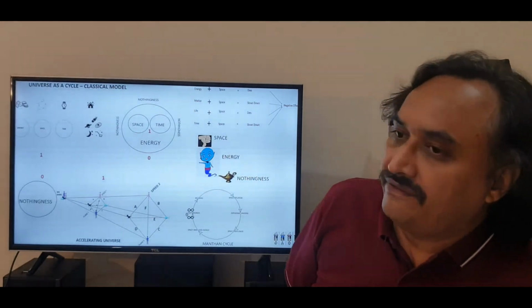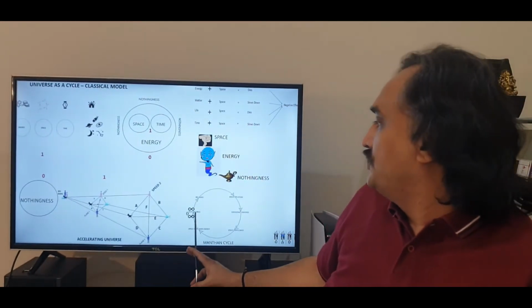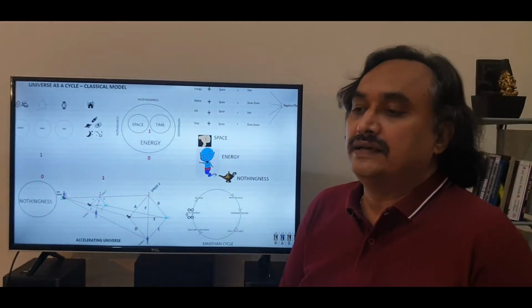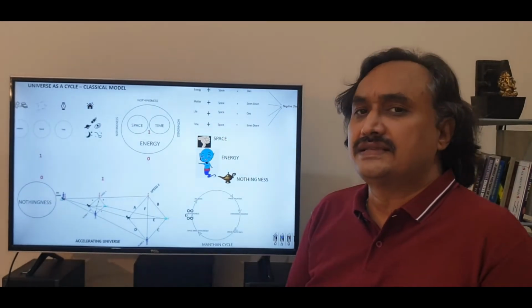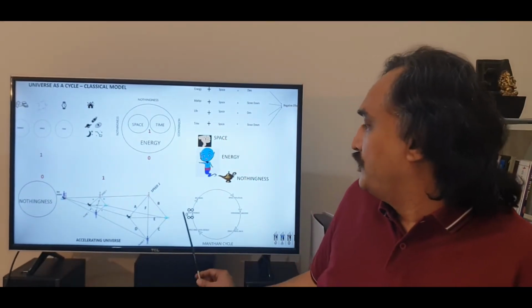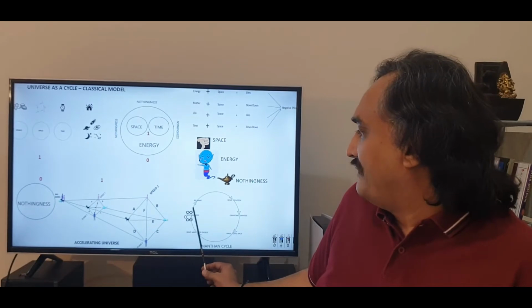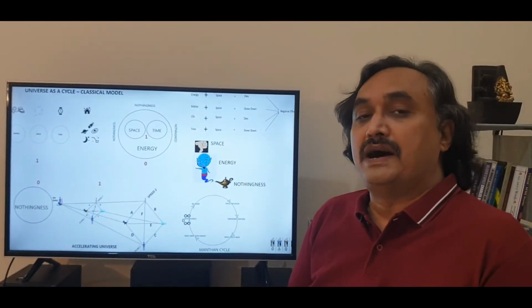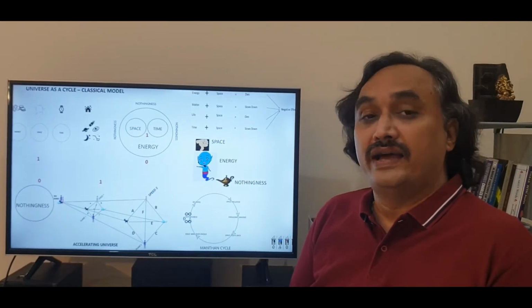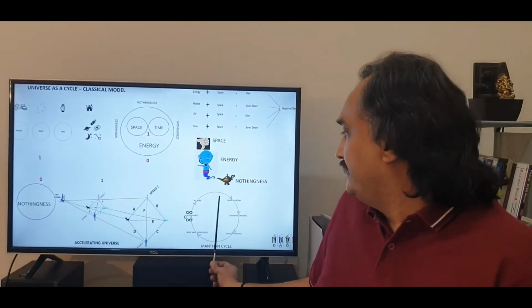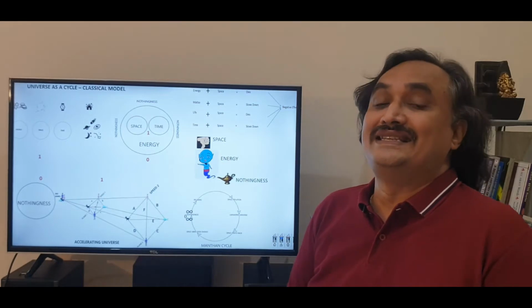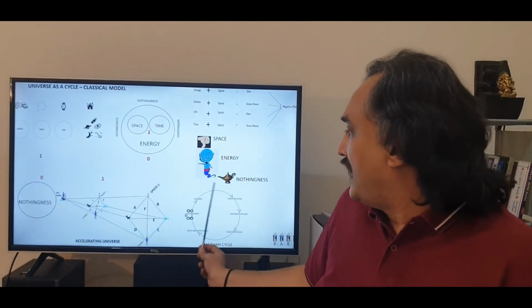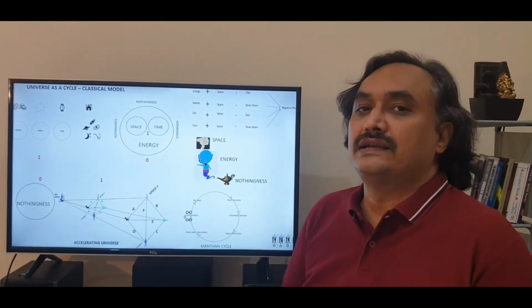So what we have here, the first part, of course, is the classical model of the universe, which also proposes that from nothingness you have a Big Bang, and then you have space inflation, where the space expands at a speed higher than the speed of light itself, and then the universe is seen to be expanding. This half is the classical model of the universe.